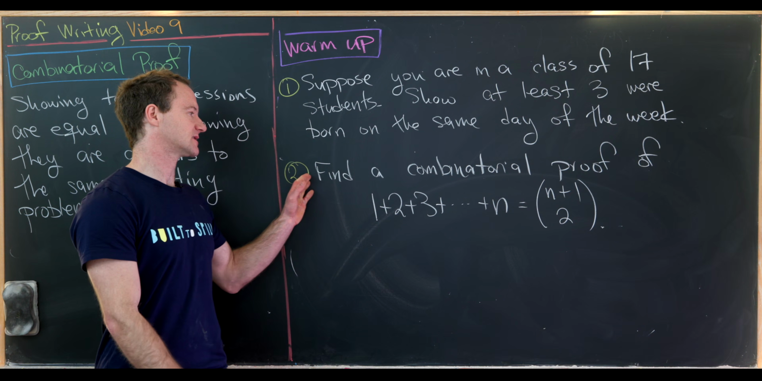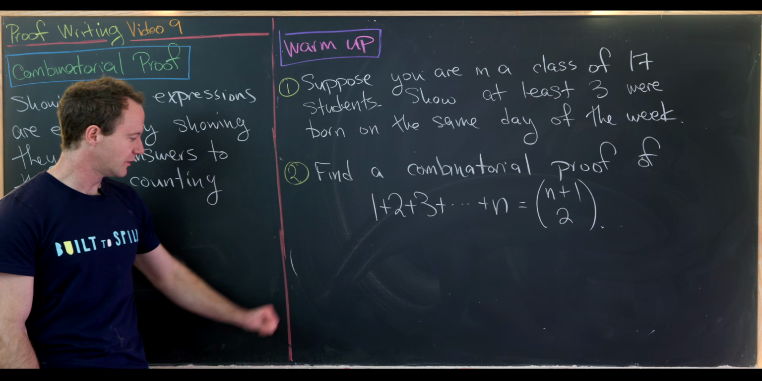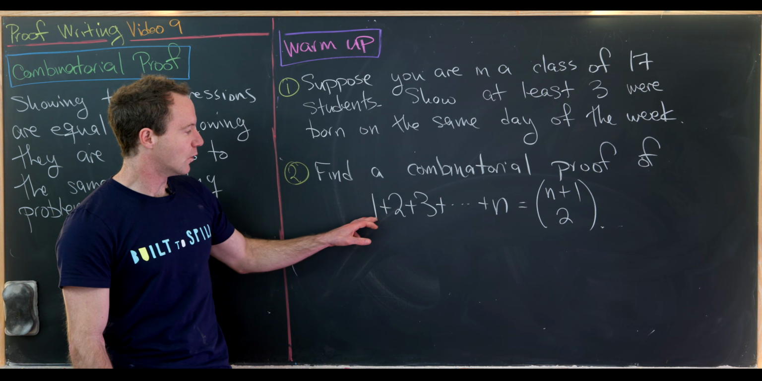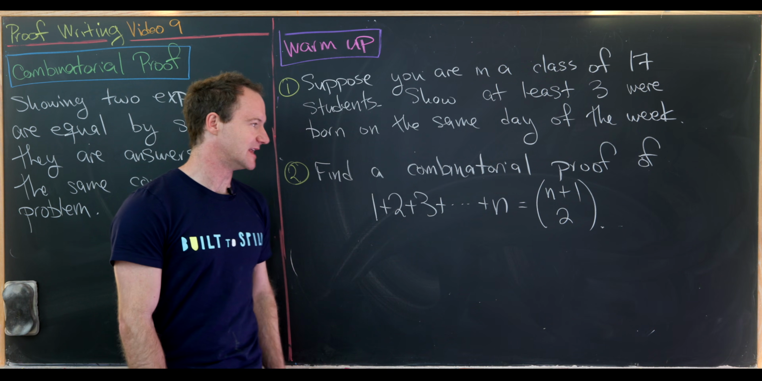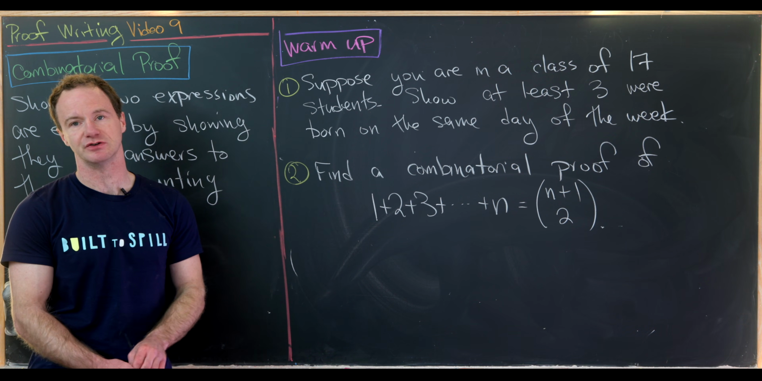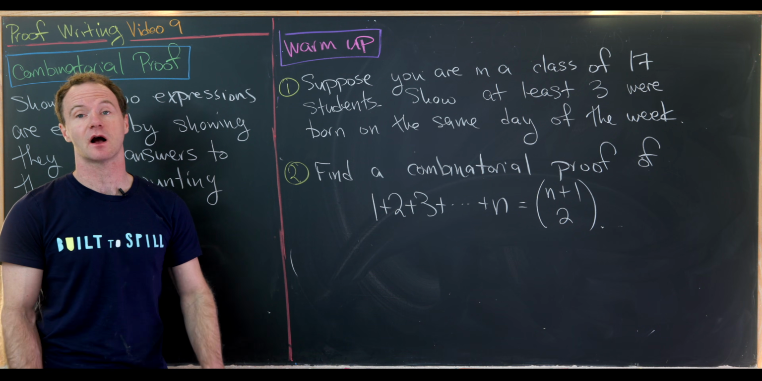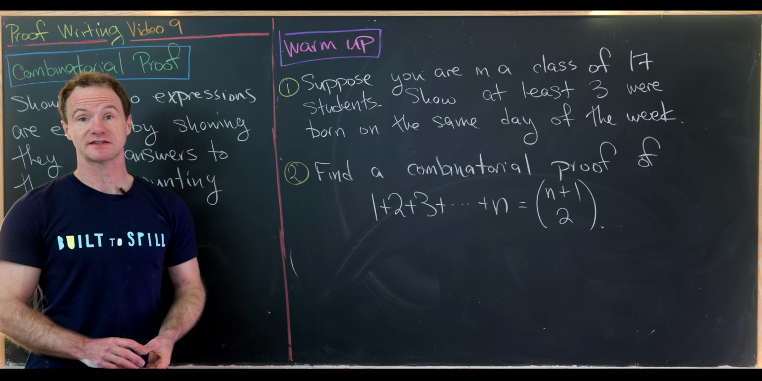And then next, let's find a combinatorial proof of the famous identity for triangular numbers. That says 1 plus 2 plus 3 ending at n is n plus 1 choose 2. So there are many different ways to prove this, but here we want to look for a combinatorial proof. And that's a good place to stop.